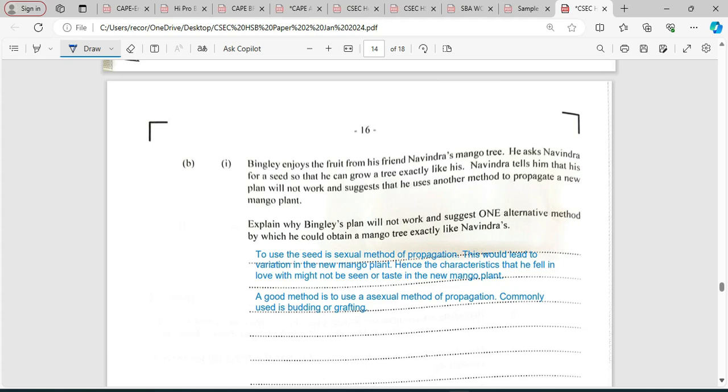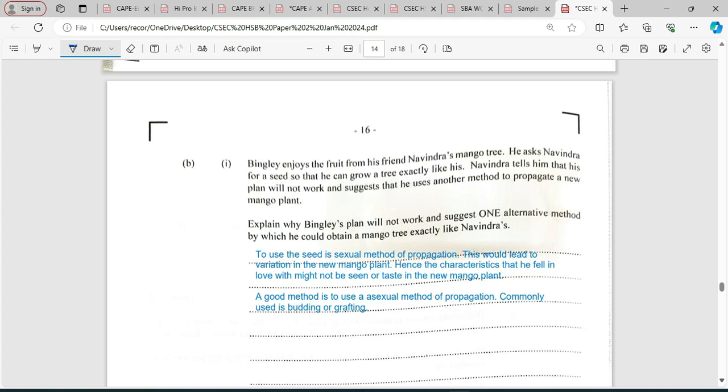Now, interesting to note, if he's going to be using the seed, that is a sexual method of reproduction. And what we know about sexual methods of reproduction is that they lead to variation. So all the nice fancy stuff that he had in mind about that particular mango tree might not be obtained if a seed were to be used. And that's why we use the asexual method when we are reproducing things like ackee. Orange is really popular with this method, and of course mangoes. This would lead to variation in the new mango plant. Hence, the characteristic that he fell in love with might not be seen or tasted in the new plant that he would have grown from seed.